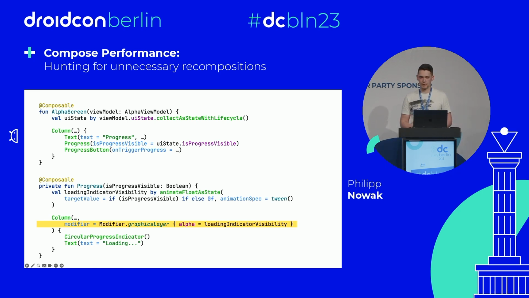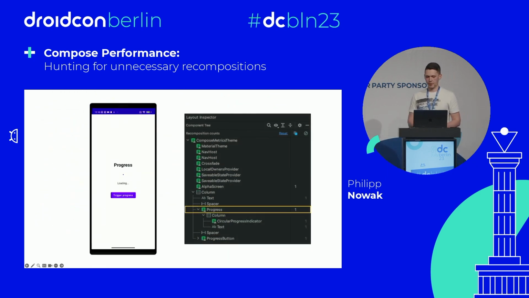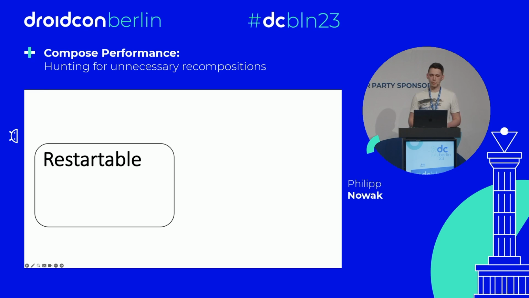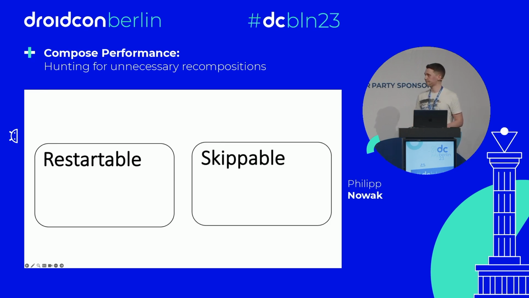Now, let's go back to our layout inspector. And as you can see, we only trigger recompositions when our isProgressVisible variable is changing. But you can also see we have some more recompositions in our parent composable AlphaScreen, and therefore some skipped recompositions for all of our child composable functions. Before we have a look into our code to see if we can do something about it, let's talk about two important concepts in Compose: restartable and skippable.